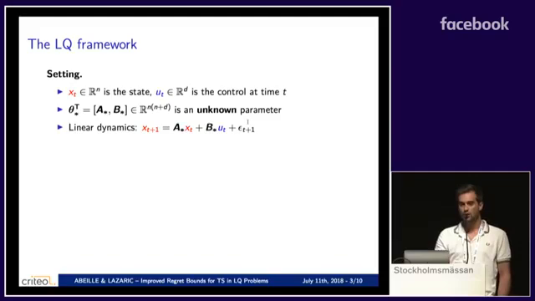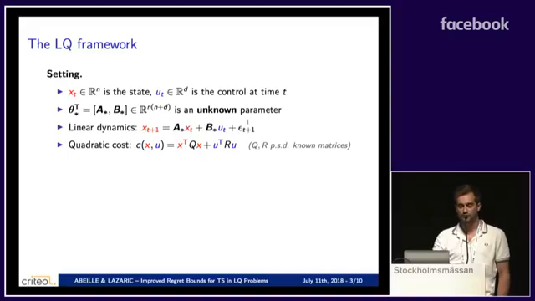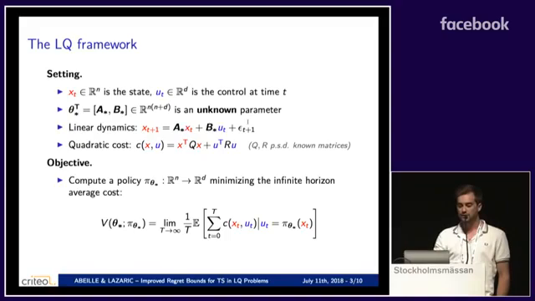As opposed to trying to maximize rewards, as for UCRL, we try to minimize costs, but it works exactly the same way. And we assume that the costs are quadratic in the state and control, involving two known matrices Q and R. So the only unknown part in the system is isolated in the dynamic. And the overall objective is to find a policy mapping states to control in order to minimize this infinite horizon average cost, which is the measure of cost we consider over a trajectory.